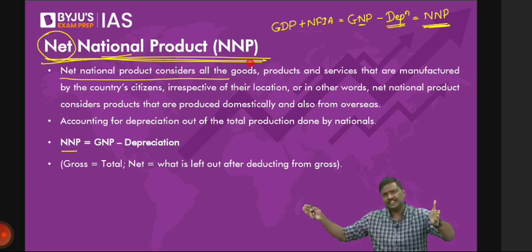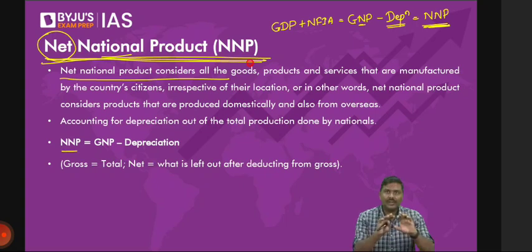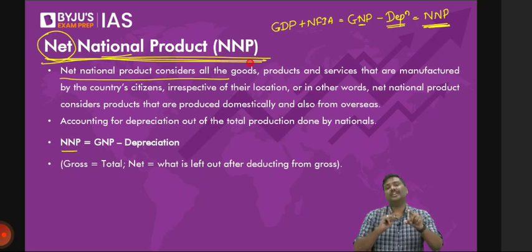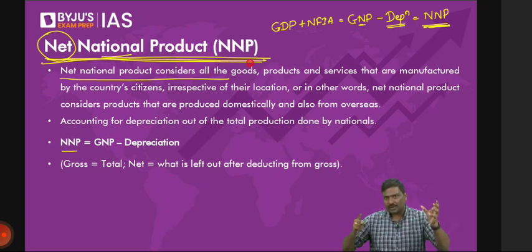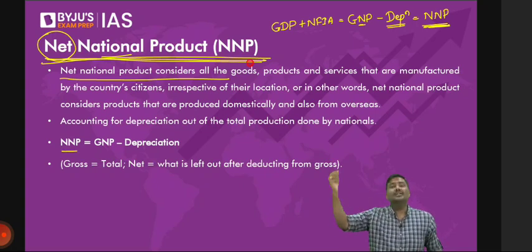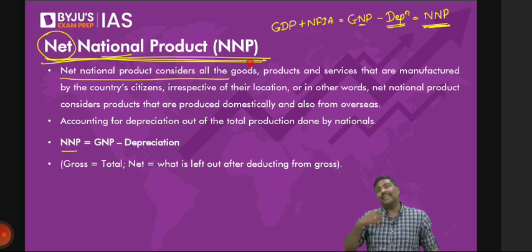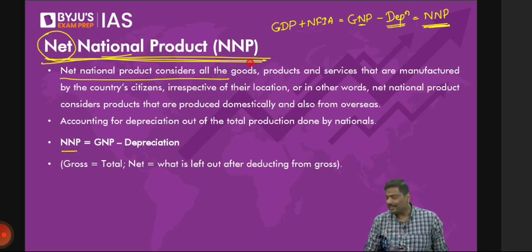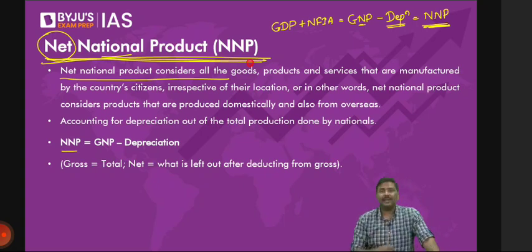Whereas in case of NNP, you're not worried about India. You're worried about nationals of India. How much is the total value of final goods and services produced by Indians or nationals of India? And you want to adjust it for depreciation. Is it okay if I say NNP is a much better indicator compared to GDP? Think of it. NNP is a much better indicator compared to GDP, even GNP, even NDP.